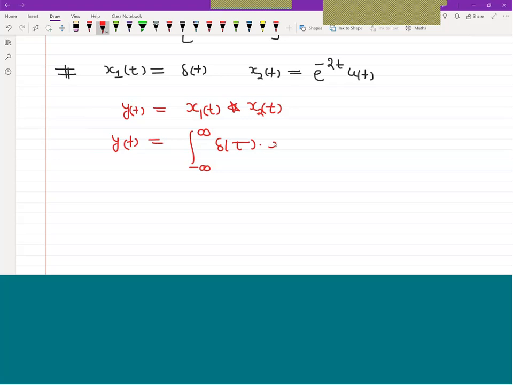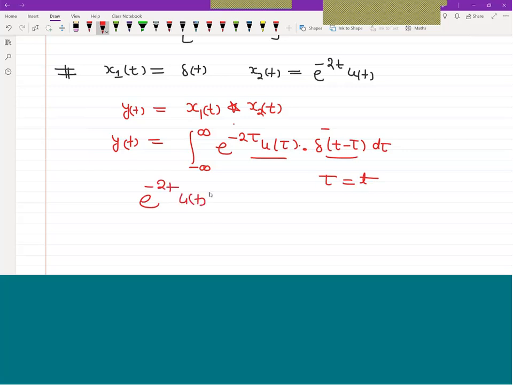So e to the power minus 2 times t minus tau into u of, or it's better to write this as e to the power minus 2 tau into u of tau, x2 of tau into x1 of t minus tau d tau. The product of these two functions is only defined at tau equal to t. So put tau equal to t, this will be e to the power minus 2t into u of t. And what is remaining?